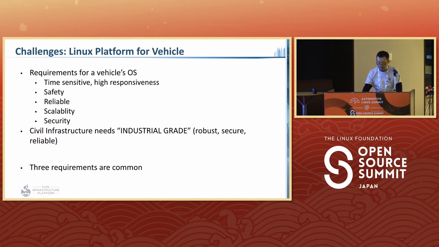Next is scalability. In-vehicle software needs to be able to adapt to evolving automotive functionalities. It should support the addition of new features and easily accommodate hardware changes.